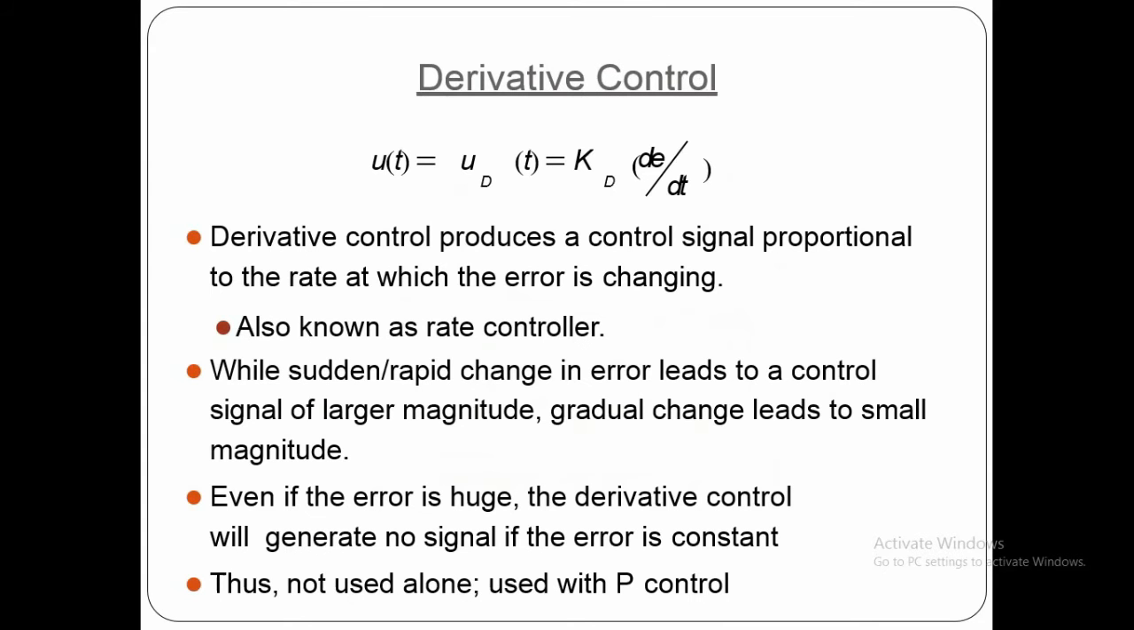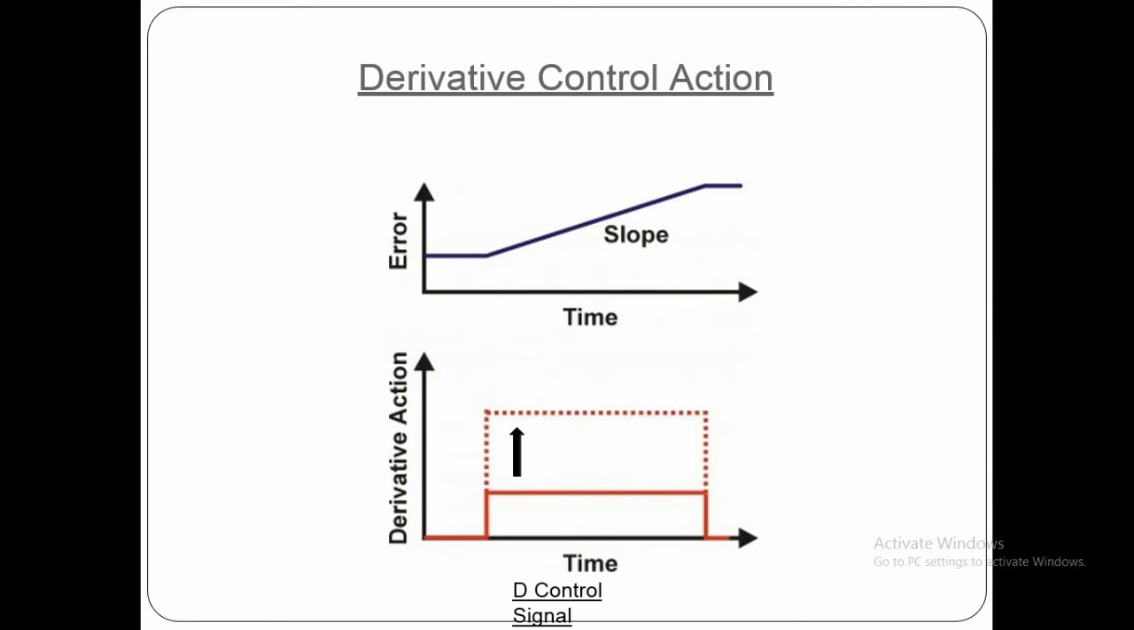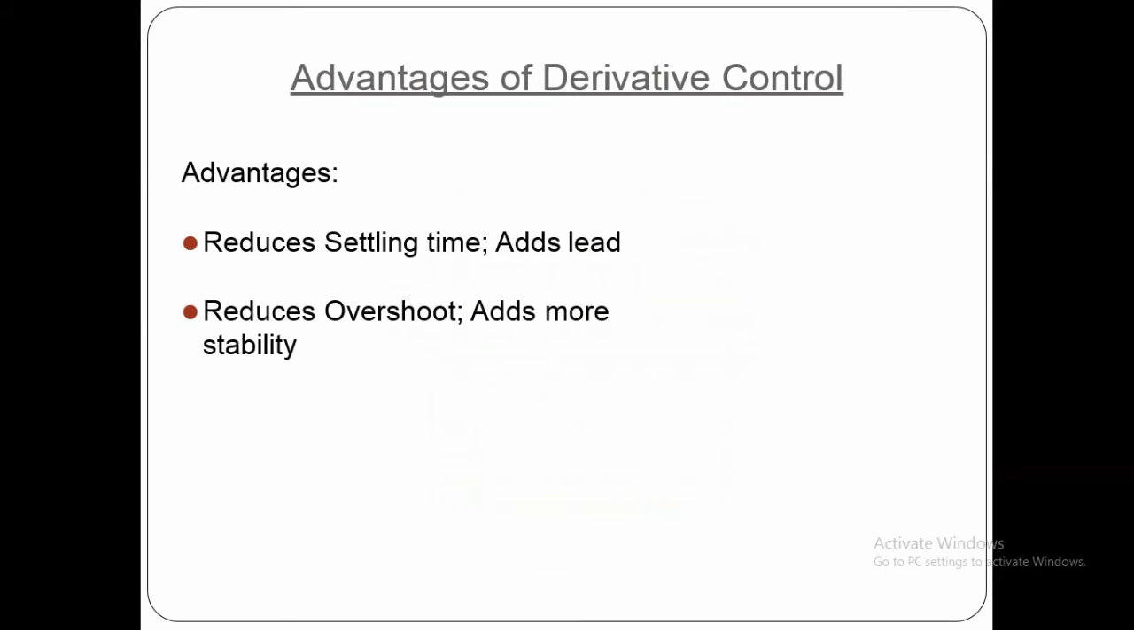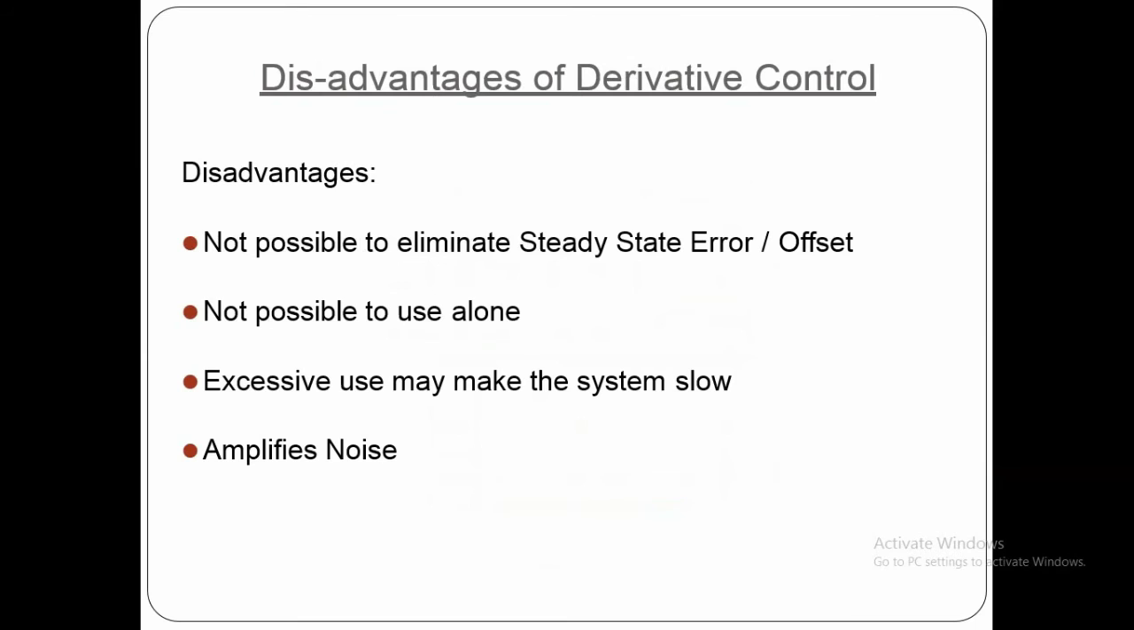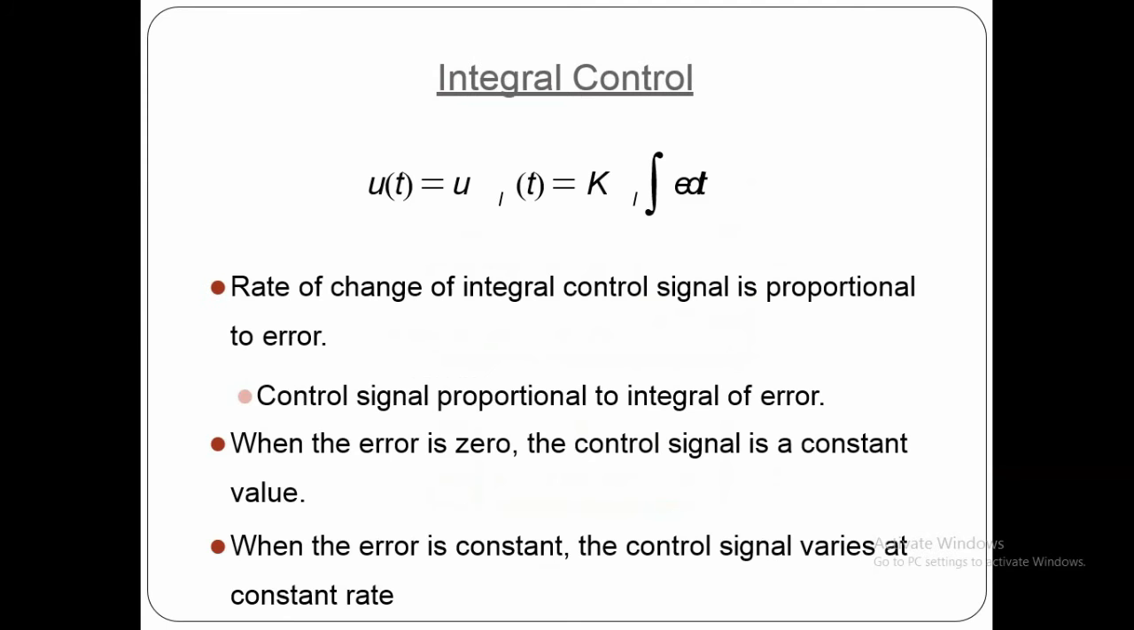Derivative control. In derivative control, the control signal is proportional to the rate at which the error is changing, also known as a rate controller. The figure shows the error and the derivative action. Advantages of derivative control: reduces settling time, adds lead, reduces overshoot, adds more stability. Disadvantages: it is not possible to eliminate the steady state error or offset, and it cannot be used alone. Excessive use may make the system slow and amplifies noise.